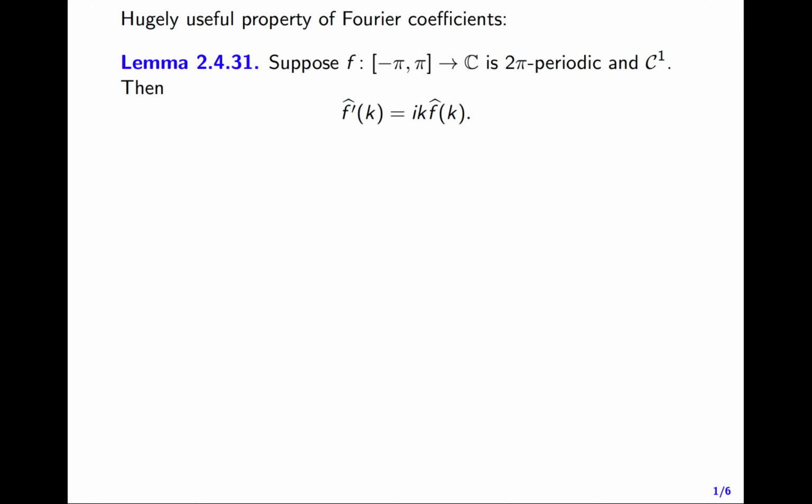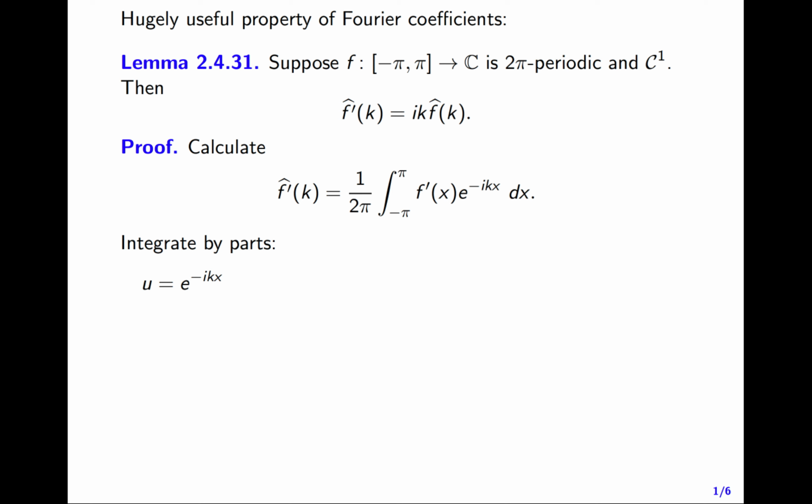Let's prove this. We start by looking at what f prime hat of k is. In the case of this 2 pi periodic function f, it is 1 over 2 pi times the integral from minus pi to pi of f prime of x times e to the minus ikx dx. We want to turn this integral into something involving f because we want to get the f hat on the right side of the equal sign. So let's integrate by parts.